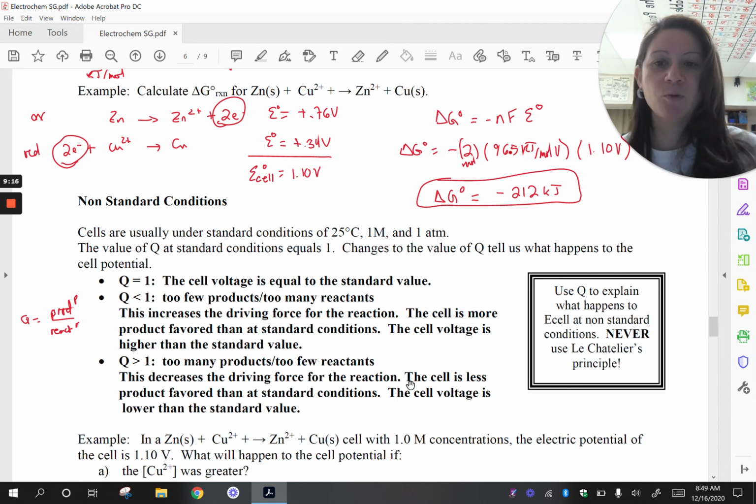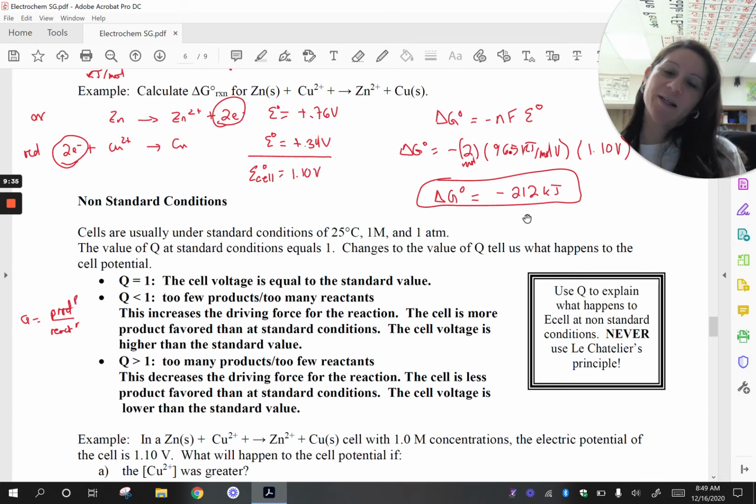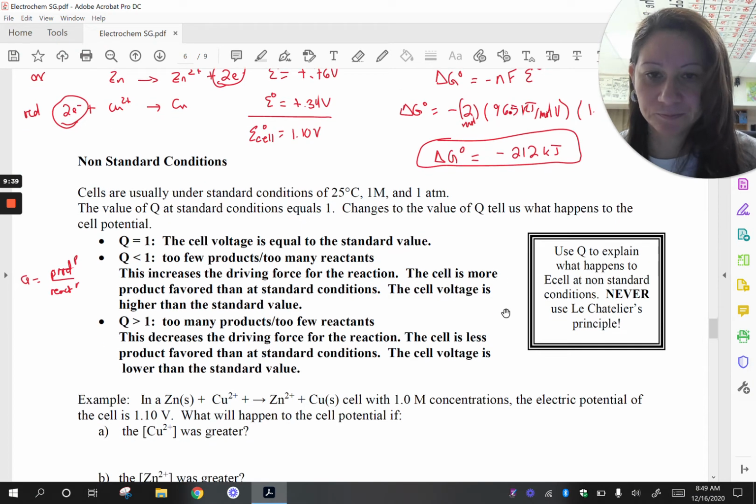So be careful with your wording when it comes to this one. It does not make it go to the left. It does not make it reactant favored. It is still product favored. It's just less product favored. Your cell potential is still positive. It's just a smaller positive value. Your delta G is still negative because it's spontaneous. It's just a little bit less spontaneous than what it would be at standard conditions.